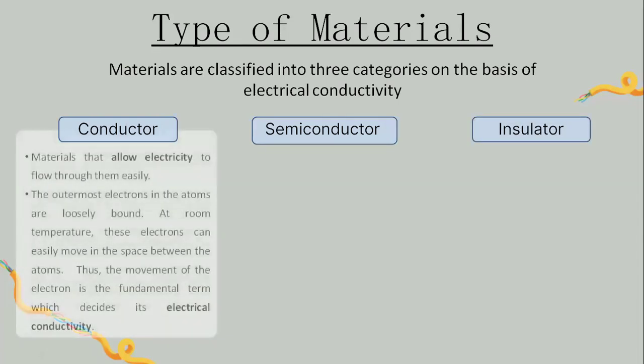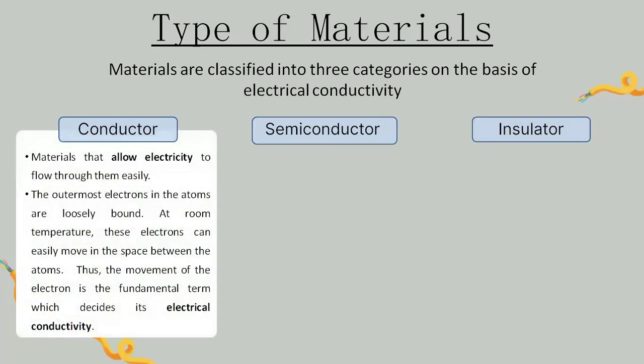Conductors are the materials which allow electricity to flow through them. The outermost electrons in the atoms are loosely bound in a conductor, and at room temperature, these electrons can easily move in the space between the atoms. This movement of electrons is the fundamental factor which decides its electrical conductivity.